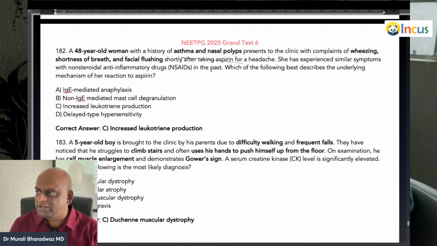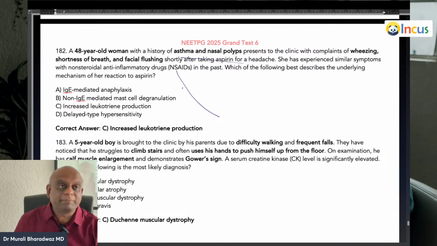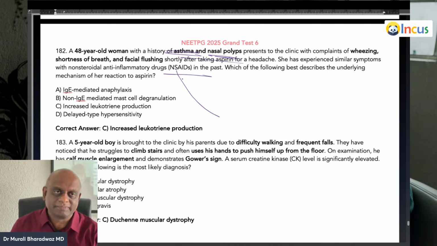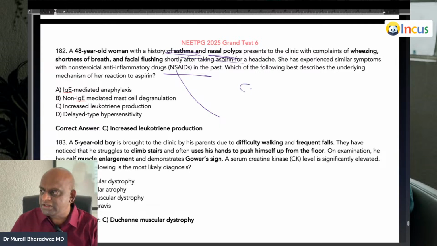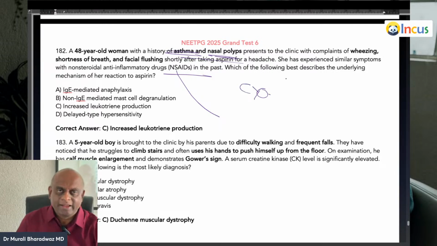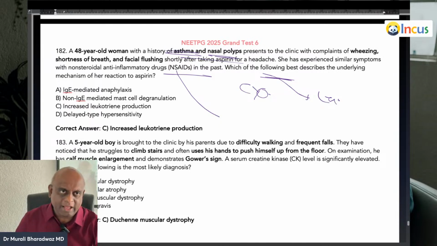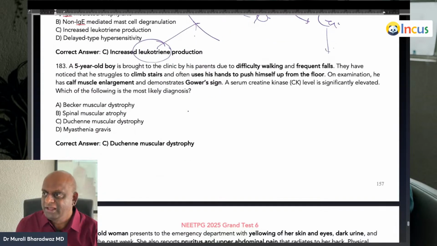A 48-year-old with asthma, nasal polyps. What is that called? Samter's triad. Asthma and nasal polyps. If given NSAIDs, why does the asthma worsen? NSAID is a cyclooxygenase inhibitor. And all the pathway goes into the leukotriene, lipoxygenase pathway, which overproduces leukotrienes, which will lead to bronchoconstriction.